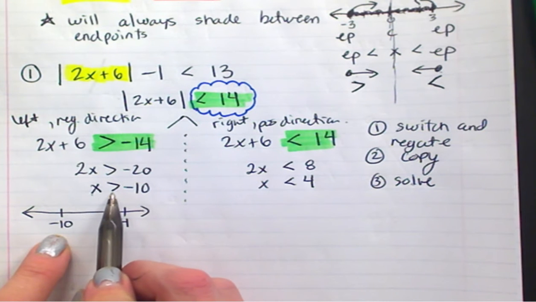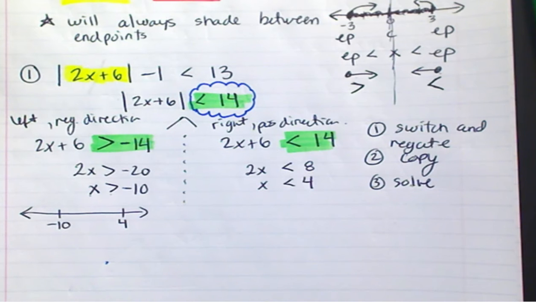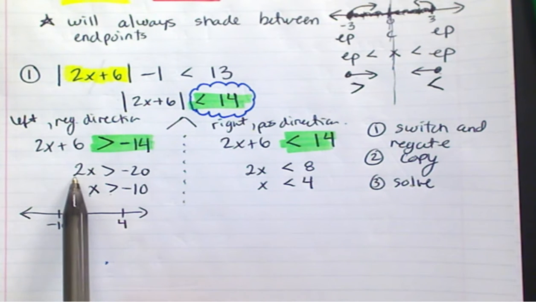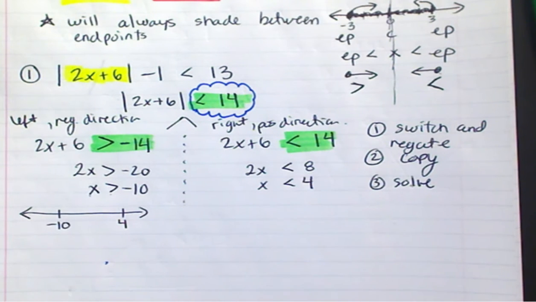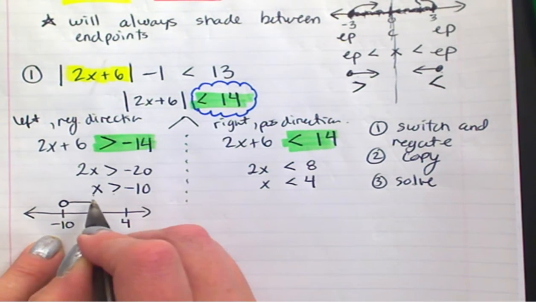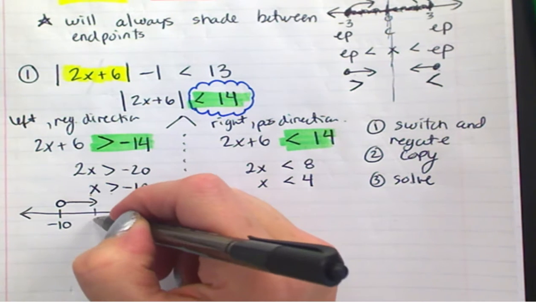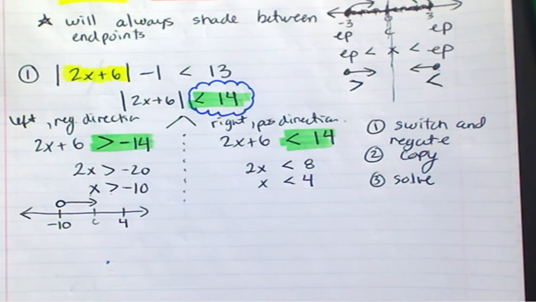X greater than negative 10. Now I'm going to assume you remember what that means to shade. You do, yes. But we divided by positive 2, which is why it stayed. Okay, so this means open circle, shade to the right. But not too far to the right, because I don't want my distances to be too big. Basically we're shading towards the center, right? Distance is less than.